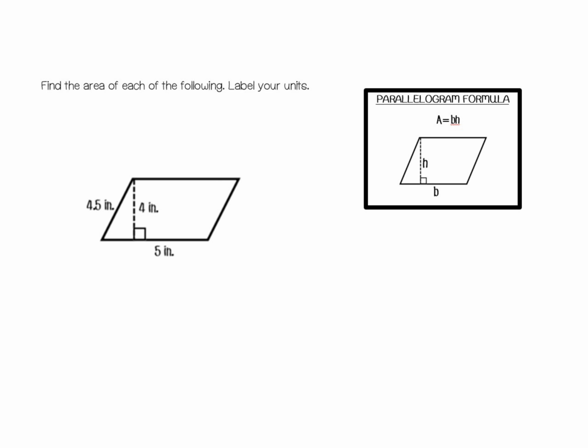The next example is a parallelogram. So my formula is still base times height. I can see that my base is 5. And again, remember, your height is always going to be whatever's attached to that right angle because it looks like an H. And so I have a height of 4. And so area equals 5 times 4, which is 20. And again, when I label, it's inches squared.